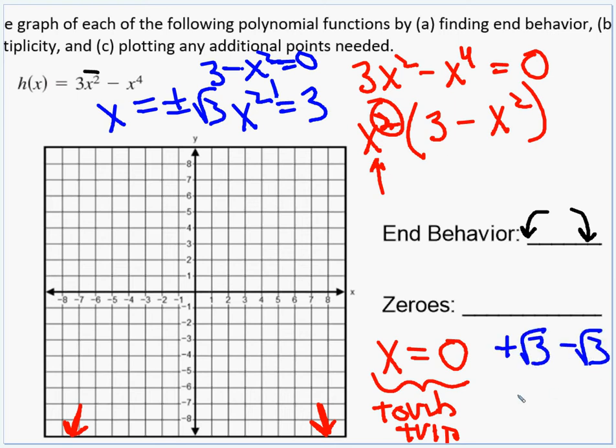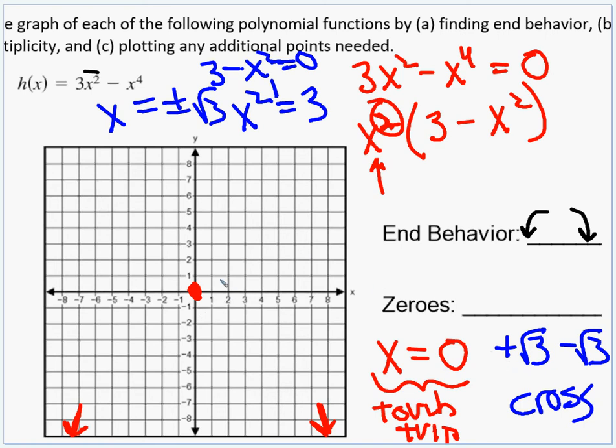So let's see. I'll go back to red ink. At the origin, we're not going to cross. We're going to bounce. So we're going to bounce when we hit that red dot. And the positive and negative root 3, again, that's in between 1 and 2. So I'm going to use my blue ink. I'm just going to put an x in between 1 and 2 and negative 1 and 2.